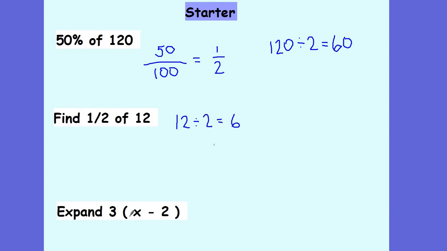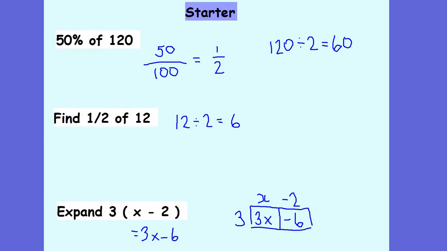And finally I asked us to do a bit of algebra. I got to expand 3 lots of x take away 2. I'm going to start by drawing my grid because my grid helps me a lot. I've got x minus 2 along the top. And I've got 3 along the side. Emily, what's 3 times x? 3x, thank you. And 3 times negative 2 gives me negative 6. So I'm looking at 3x take away 6.